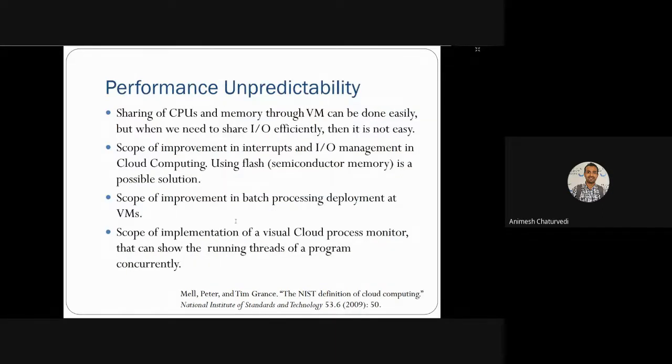Then performance and predictability. Some of the condition is like sharing some of the CPU and memory through virtual machines. That can be done very easily, but the problem happens when you have to share input output efficiently. Input output is costly, time costly, so you need to wait for input to work and output to work. Sharing CPU and memory is easy through virtual machines, but sharing input output is really tricky.